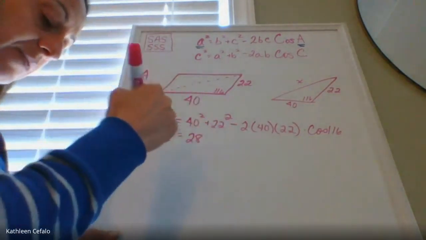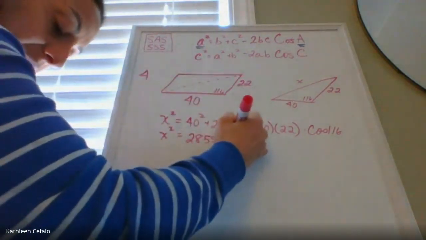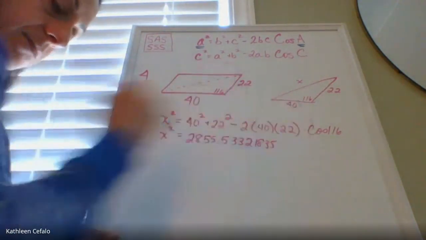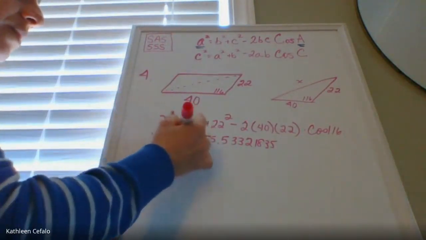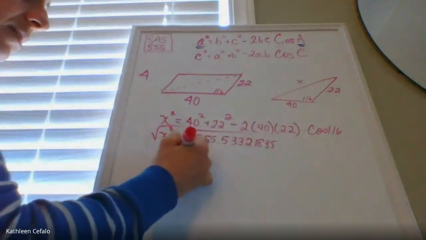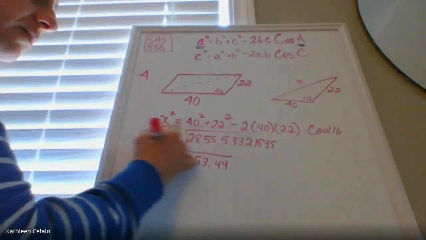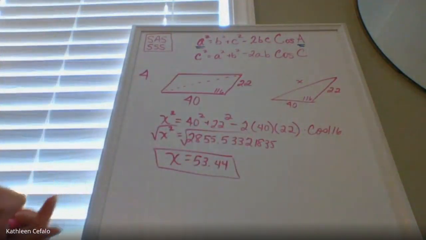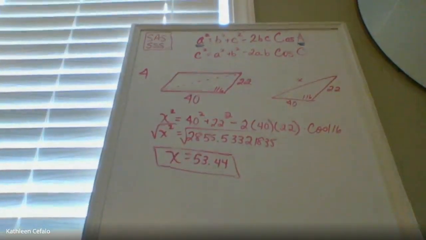I have 2,855 and a whole bunch of decimals after. So I have about 0.53321,835. Okay. And again, I want to get x by itself, so I have to square root this whole thing. And x is going to be about 53.44. And so you just found the larger diagonal of that parallelogram. So that was your law of cosines. Not too bad, just a formula that you've got to remember.